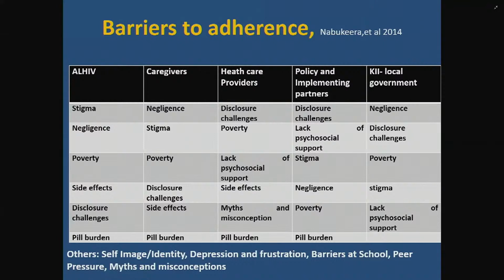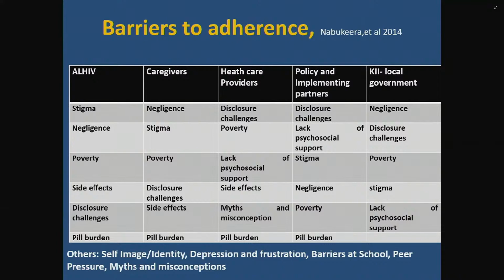Now, why do adolescents fail on treatment? I know that I've shared this slide before, and these data don't change a lot. I did this work with Professor Nicolette Nabukera, and a lot of the reasons why adolescents don't adhere is because of stigma. The stigma may be self-stigma or external stigma, or even stigma instigated by us, the healthcare providers. Then there's poverty and negligence, and more poverty among the caregivers, but also the pill burden.